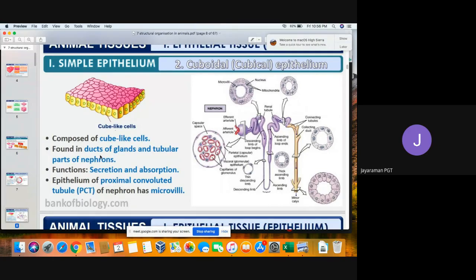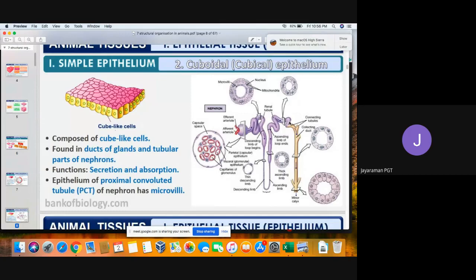So in the kidney tubules, in some places it helps in secretion, tubular secretion, you know this, no? Here this part, the DCT, distal convoluted tubule, helps in tubular secretion. And the proximal convoluted tubule, the PCT, helps in absorption. Very quickly it absorbs useful substances. So it helps in absorption and sometimes in secretion.